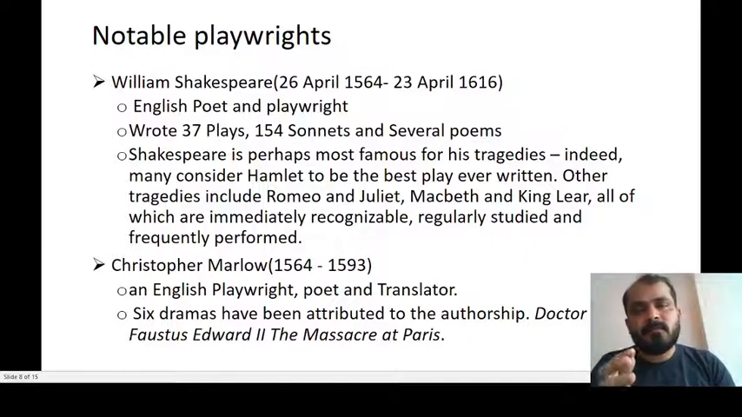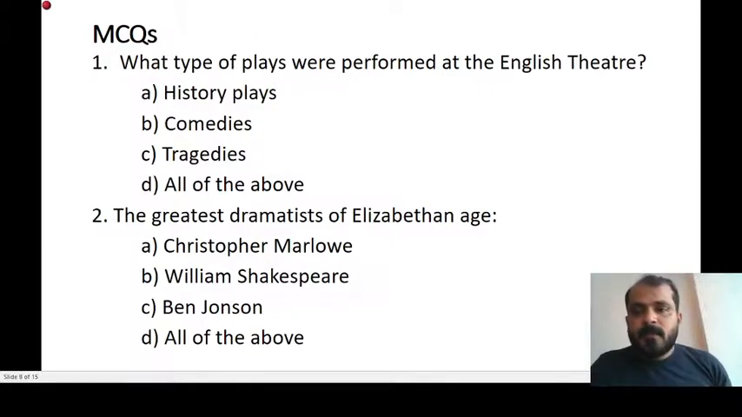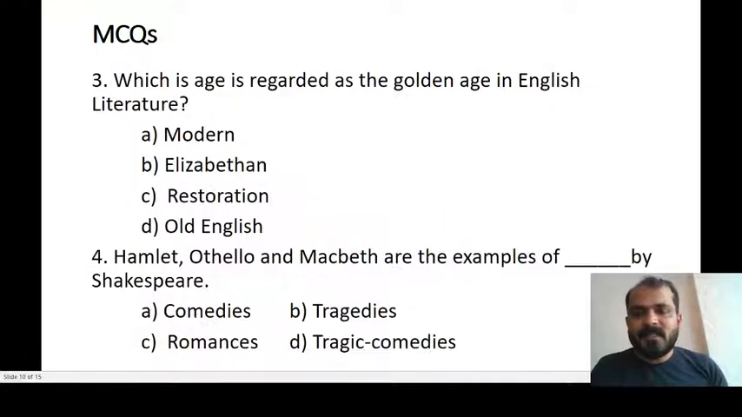And students, you can also have some important highlights or MCQs, some questions to note down or to focus on. They are: what type of plays were performed at the English theatre? You can have a look: history plays, comedies, tragedies, or all of the above. Just guess the answer. Who are the greatest dramatists of the Elizabethan age? Christopher Marlowe, William Shakespeare, Ben Jonson, all of the above. Just guess the answer. Which age is regarded as the golden age in English literature: modern, Elizabethan, Restoration, or Old English?